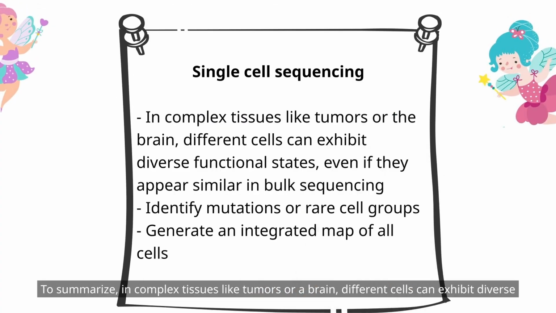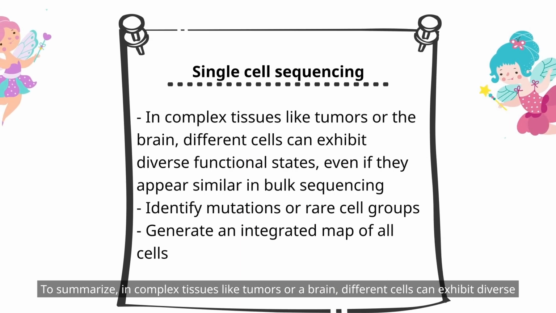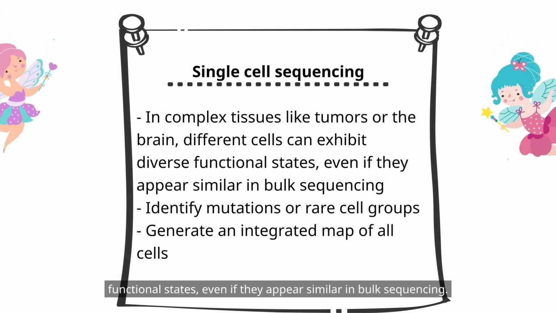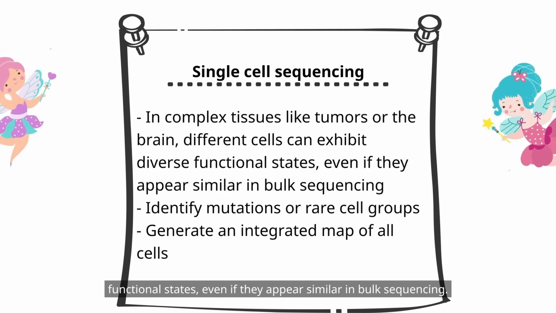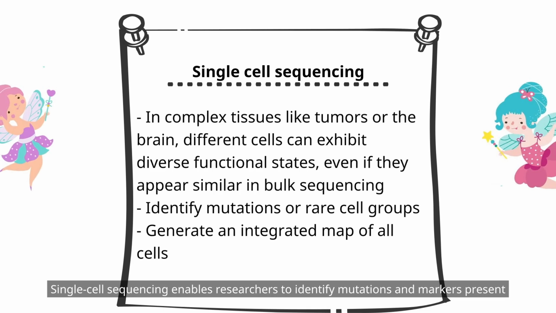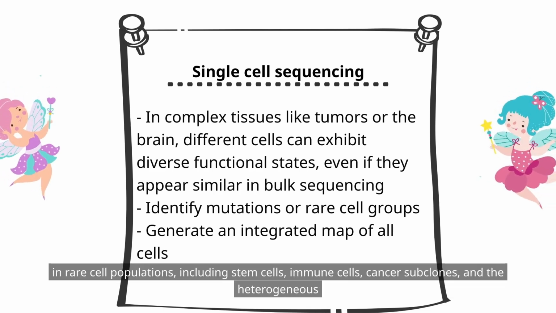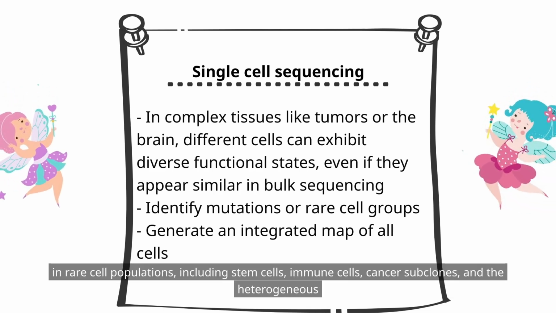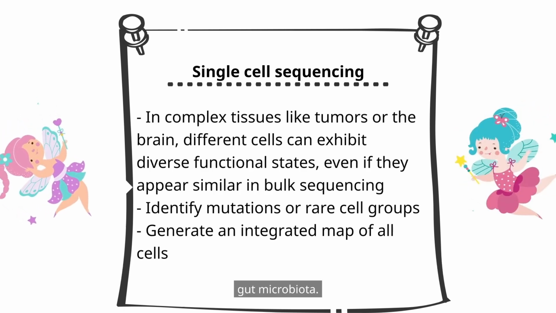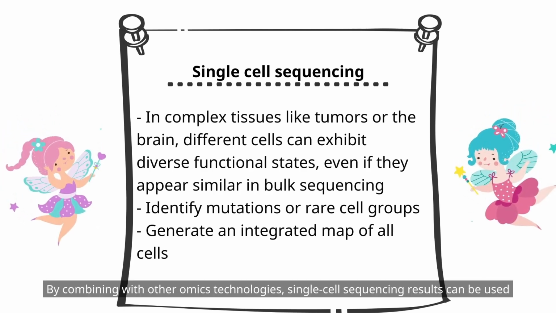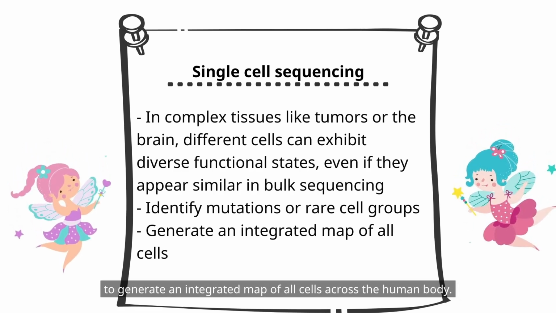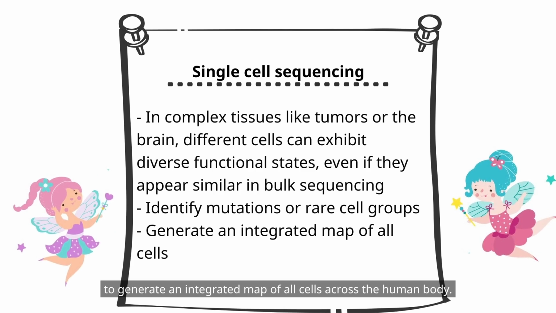To summarize, in complex tissues like tumors or brain, different cells can exhibit diverse functional states, even if they appear similar in bulk sequencing. Single-cell sequencing enables researchers to identify mutations and markers present in rare cell populations, including stem cells, immune cells, cancer subclones, and the heterogeneous gut microbiota. By combining with other omics technologies, single-cell sequencing results could be used to generate an integrated map of all cells across the human body.